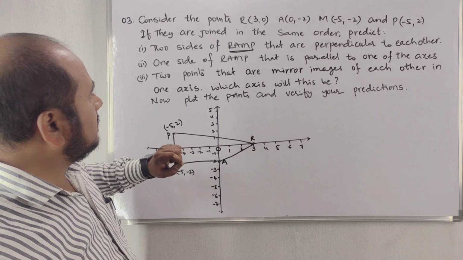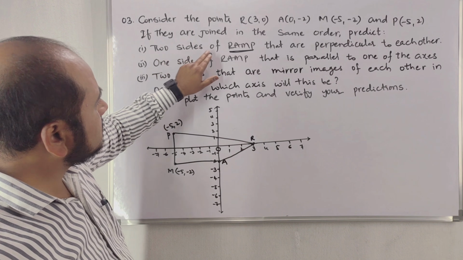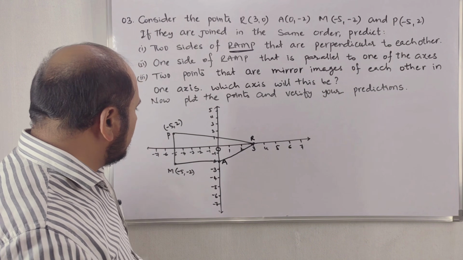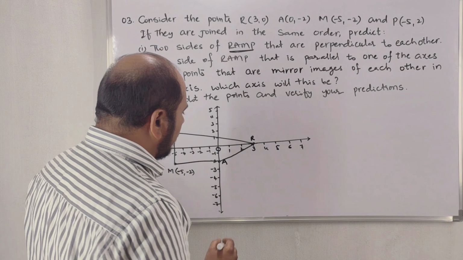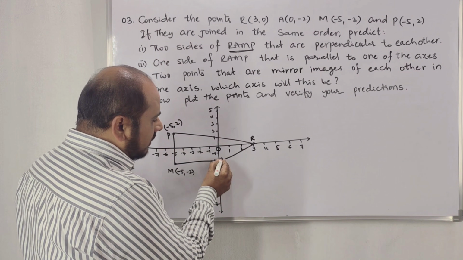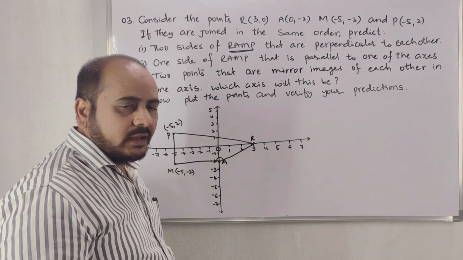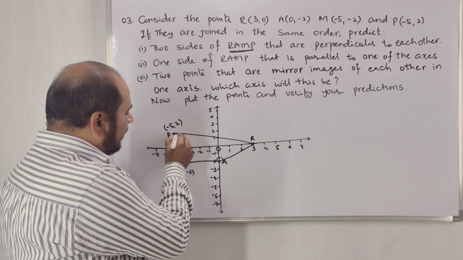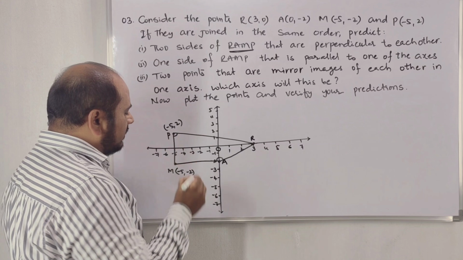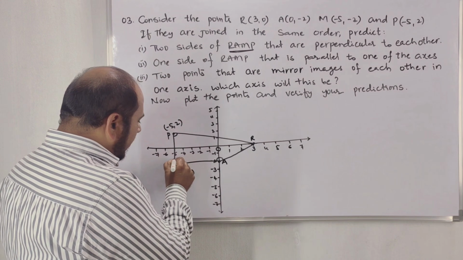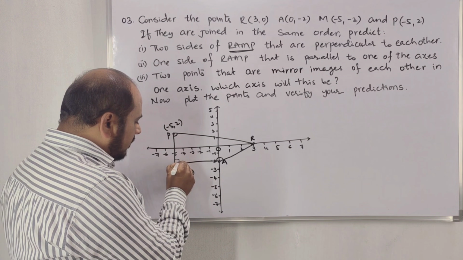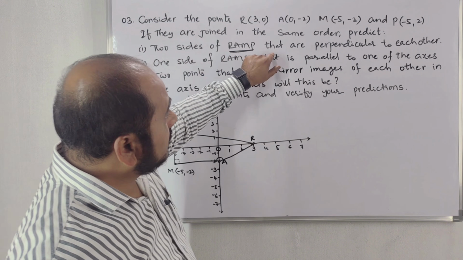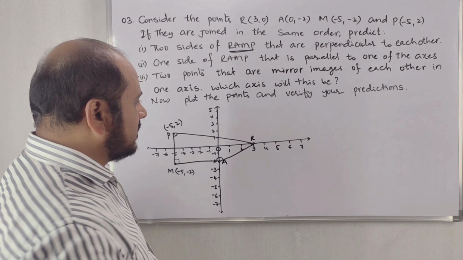Now his question is: two sides of RAMP that are perpendicular to each other. So which two sides are perpendicular, my dear? You observe that here it forms some angle. This is an obtuse angle; by seeing a rough figure we can understand. This is an acute angle, not a right angle triangle. So hopefully you can expect that here this is perpendicular. So we can predict the two sides of RAMP that are perpendicular to each other.